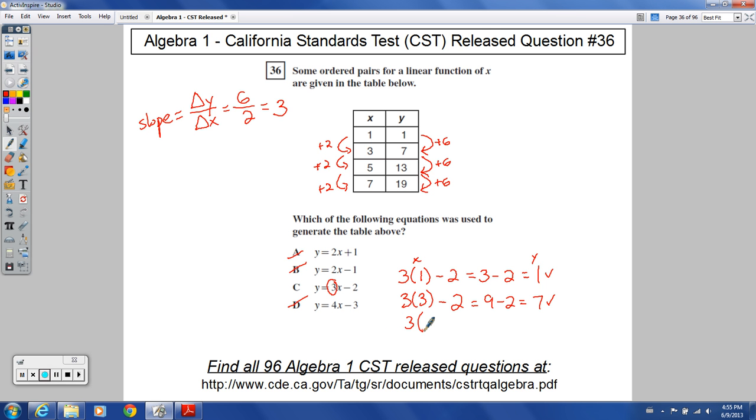Let's check the other two just really quickly. So this would be 15 minus 2, does that equal 13 like it should? You bet it does. And this one, if I plugged in 7, I would have 21. 21 minus 2 would equal 19 like I expected. So these x values give the respective y values that I thought I should get if it was the right answer. Choice C then, for number 36, clearly the right answer.